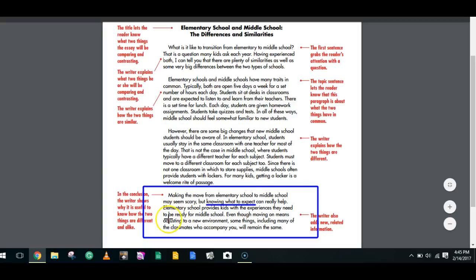Then the author goes on to say that your teachers have made you ready for middle school. Your elementary teachers are preparing you. You are prepared, so have no fear. You are prepared for middle school. And then you will have classmates who will not only travel with you from elementary to middle, but who will be going through the same experiences you are. So you are not alone in this. You will have others who will help you, who will understand some of your frustrations and struggles and fears, and you are not alone.